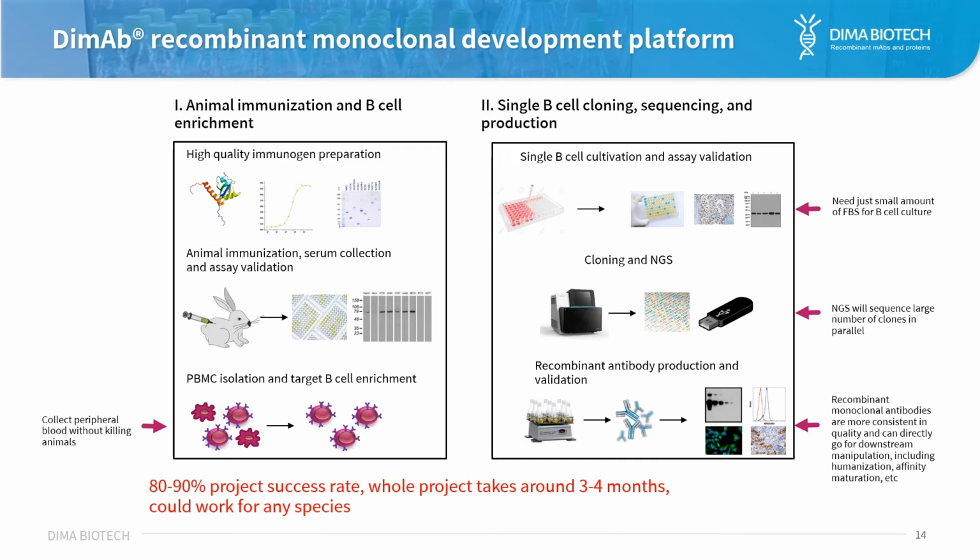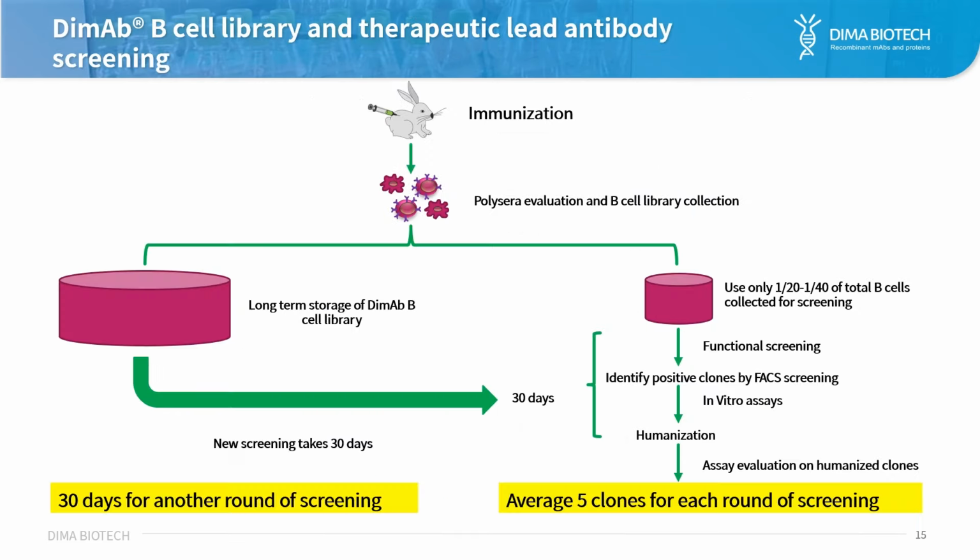Because there is no hybridoma fusion and screening step, the whole procedure is short. It only takes half the time hybridoma technology requires. The success rate is high. Using the platform, we have finished almost 180 projects within 2 years. Our success rate is around 90%. The DimAb platform is robust and highly efficient.